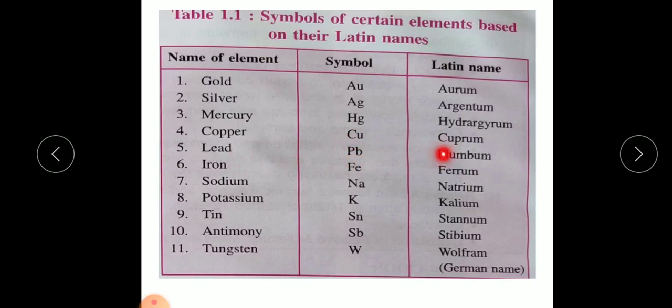Lead Pb, derived from plumbum. Iron Fe, ferrum. Sodium Na, natrium. Potassium K, kalium. Tin Sn, stannum. Antimony Sb, stibium, and tungsten W, that's from wolfram, which is the German name. So there are certain elements which have derived their symbols from the Latin name.